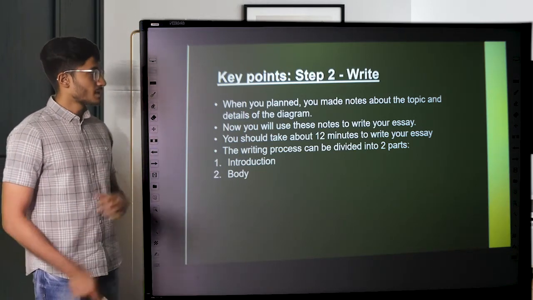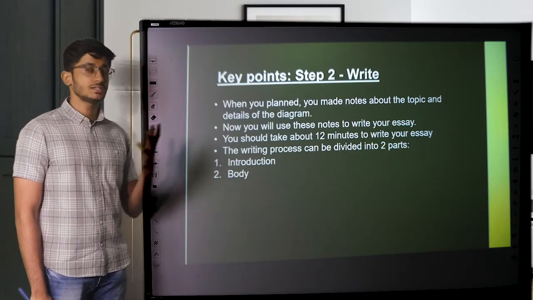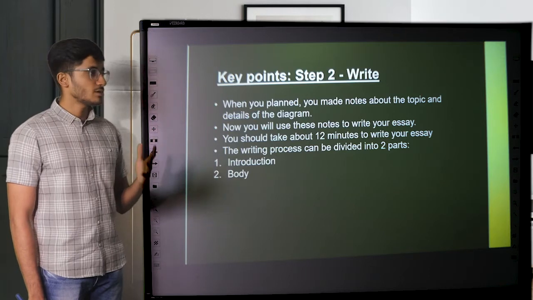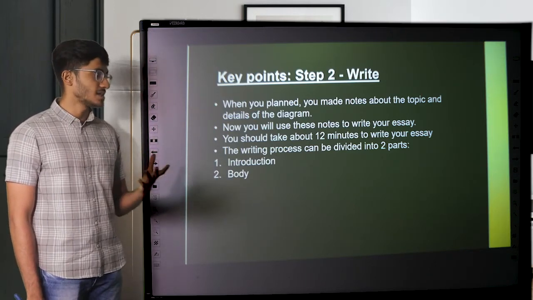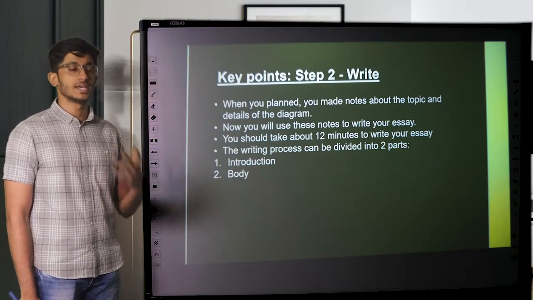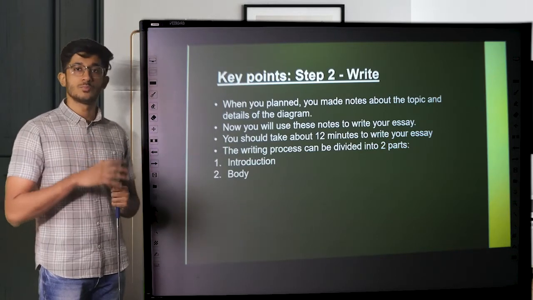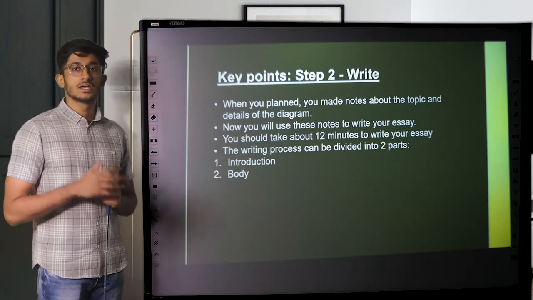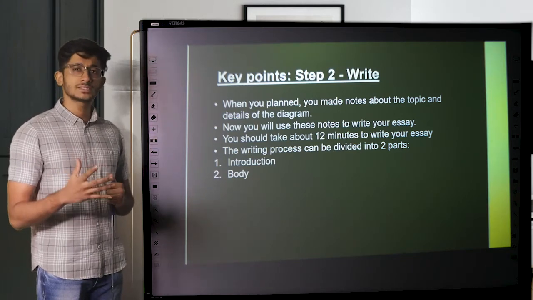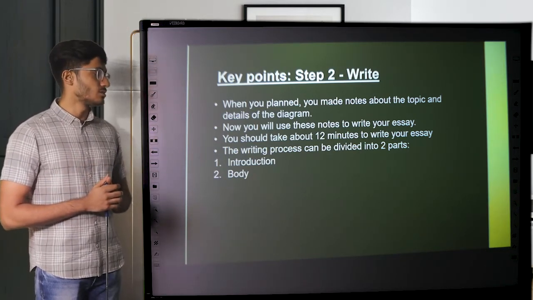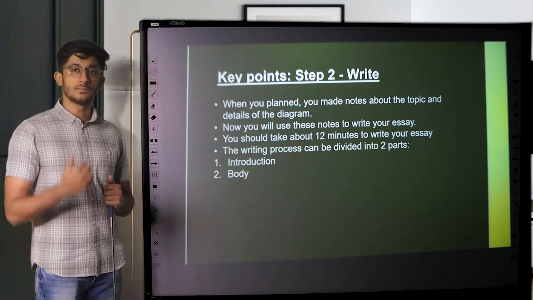So firstly, this video is going to talk about the second step, which is the writing process. When you have done your planning and you have made the notes about the topic and the details of the diagram, you will now have to write the essay. And you will notice that once you have a plan and once you have brainstormed all the ideas, the writing process is going to be very easy. So you should take about 12 minutes to write your essay, and the writing process should be divided into 2 parts: the introduction and the body of the essay.